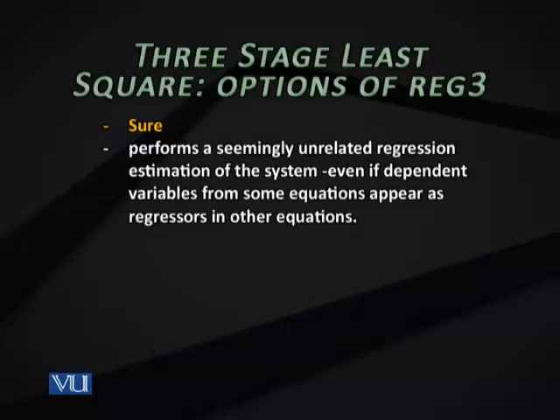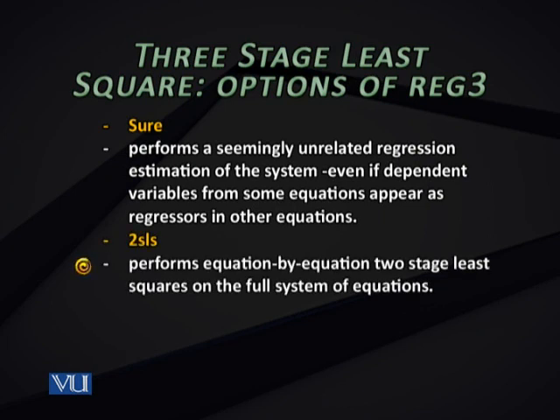Look at the other options. You have the option sure, which is seemingly unrelated regressions. This is another regression technique. As you see, this performs a seemingly unrelated regression estimation of a system, even if dependent variables from some equations appear as regressors in the other equations. Also you have an option of 2SLS, which we have already used. If after a comma you just give 2SLS, then only two stages will be performed and you will have the results of two-stage least square. So when you want to apply the two-stage least square methodology, just give the option comma 2SLS, and you will get the two-stage least square results.